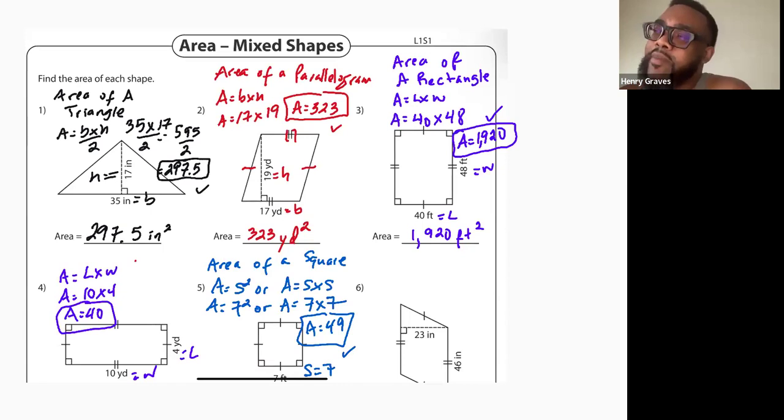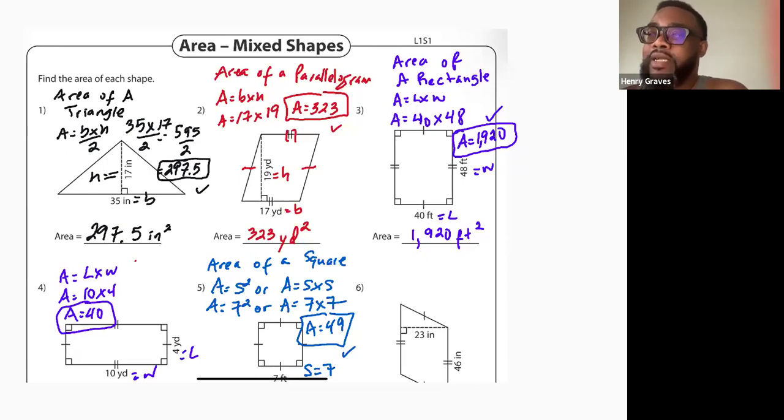Okay, so area of a parallelogram on this side. I'm just going to go ahead and write it on the side here. Area of a parallelogram. No, let me just write the whole thing out. This makes more sense.